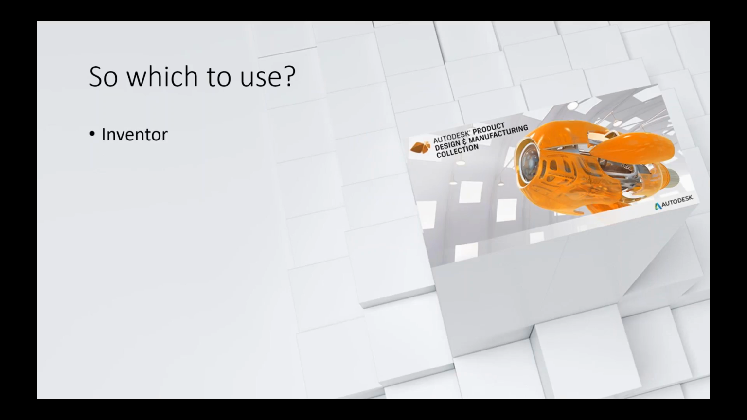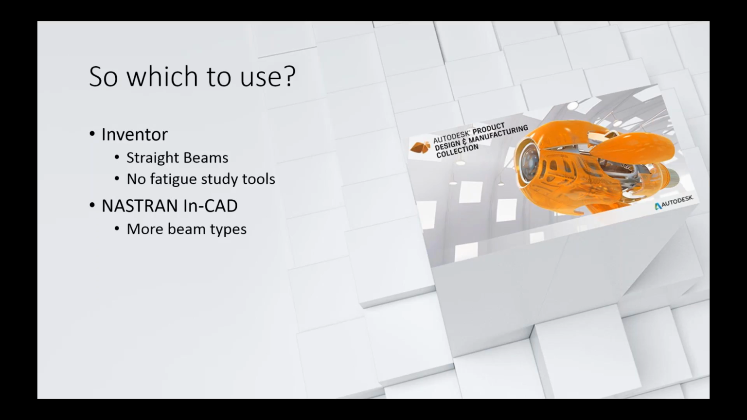All right, so just to sum things up here, like I said, this was a very quick pass through today. Inventor, at the frame level, straight beams. It's also classical beam theory. Quick, easy to use, but Inventor does not have any fatigue study if you need to go there. Nastran in CAD brings in the ability to have something beyond just a uniform cross-section beam. It brings in the ability to have something other than just structural steel elements. You can go outside of those much easier. And also Nastran in CAD has tools for doing studies on your life expectancy for design.